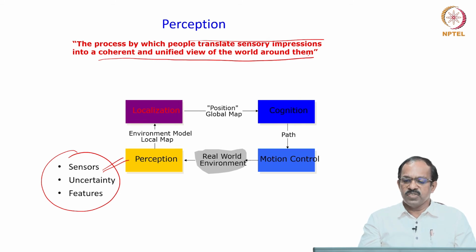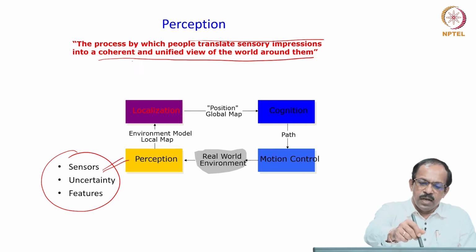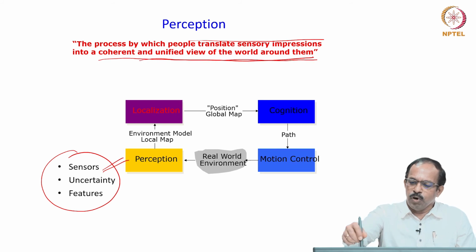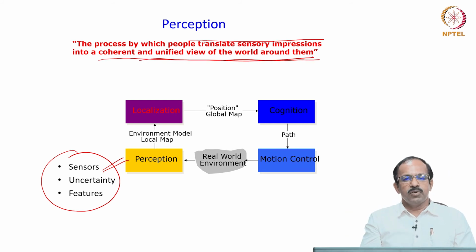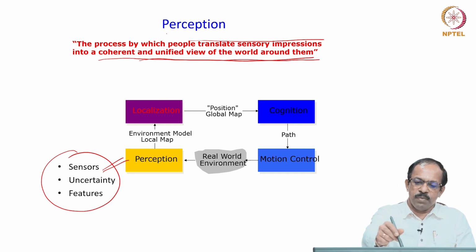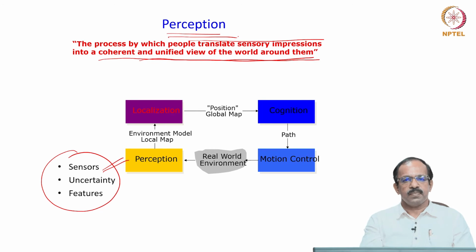So how do we process the sensory impressions? The robot has many sensors. So how do you process this information, the sensory impressions, and then convert that into a unified view of the world? You need to create a unified view of the world or the environment, and that process is known as the perception process.